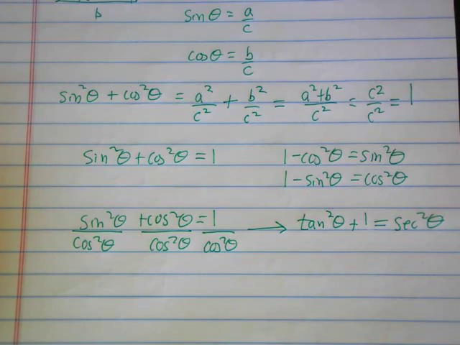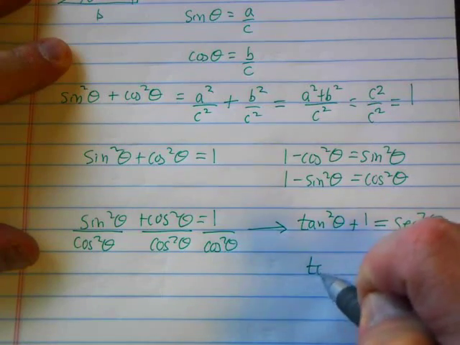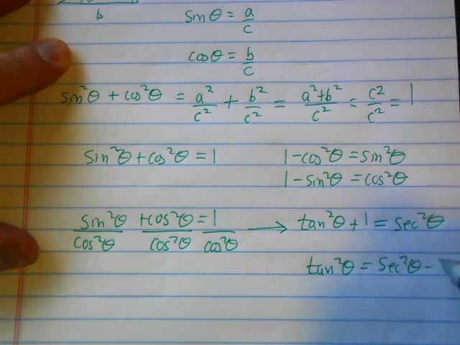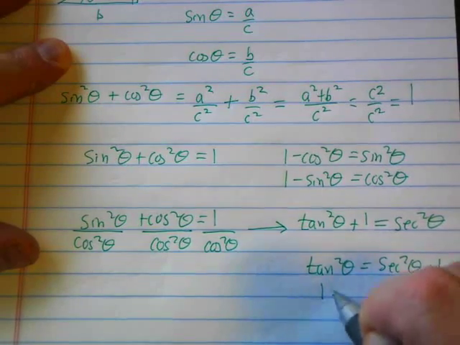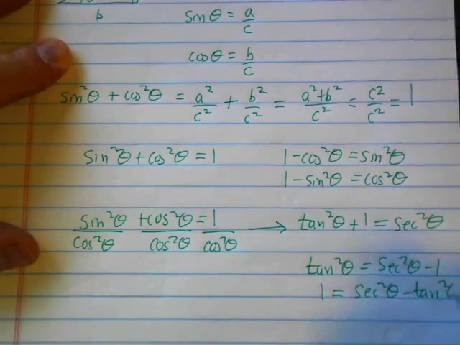And then again, sometimes we manipulate this around. Sometimes you'll see this written as tangent squared theta is secant squared theta minus 1. And sometimes you'll see it written as 1 equals secant squared theta minus tangent squared theta.